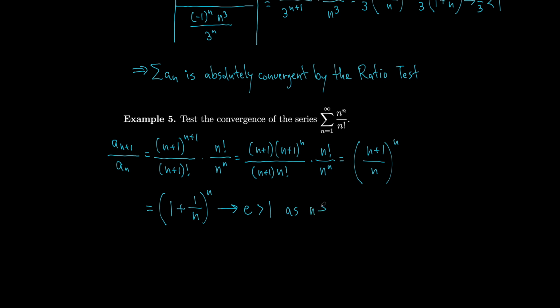So it looks like our series definitely diverges, because our ratio test said that if we went to a limit and the limit was bigger than 1, not equal to 1, then our series diverged.